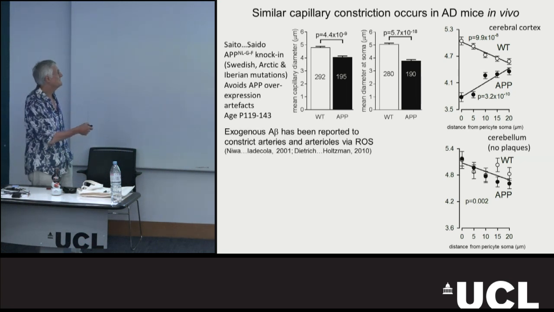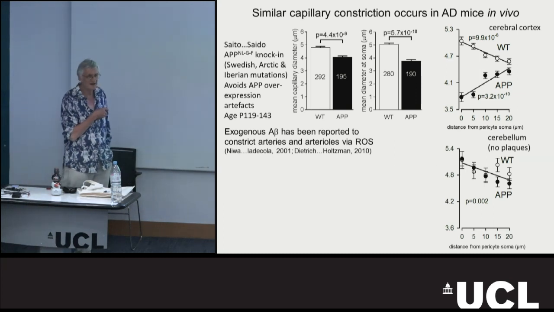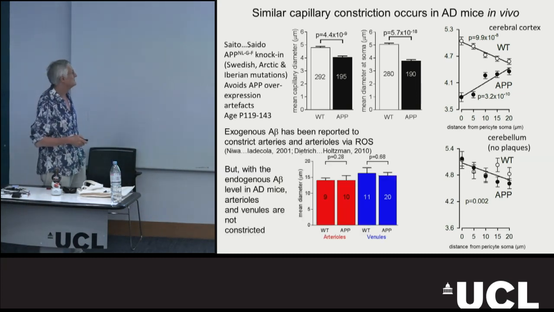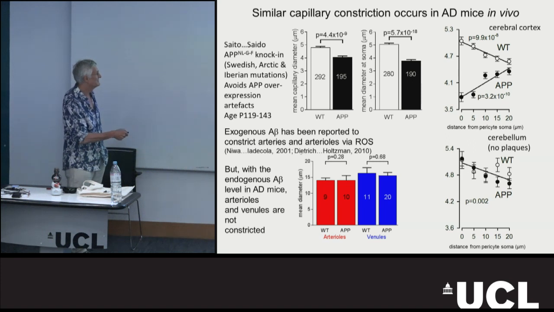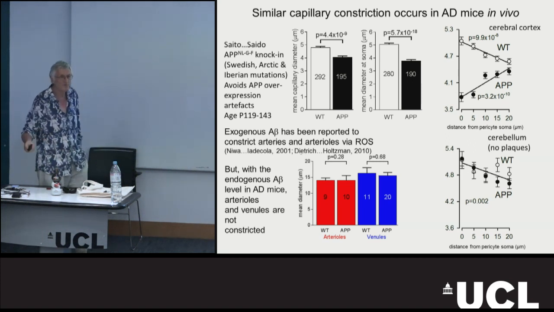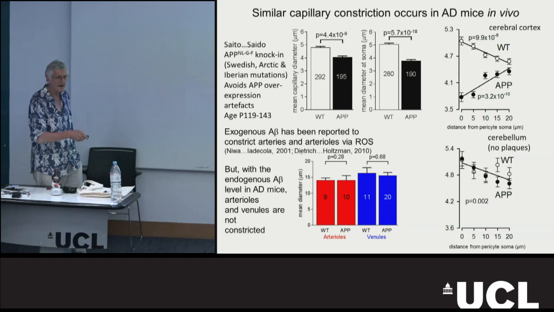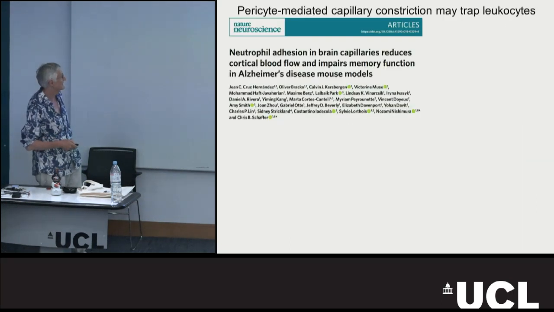Some people have claimed that exogenous A beta constricts arteries, for example, that it constricts the aorta. So we looked at arterioles and venules, but they're not changed. So we think that all of the decrease of blood flow, at least in the mice, we can't be sure about the humans, is generated by pericytes constricting.